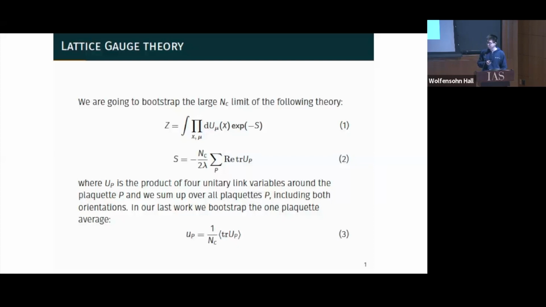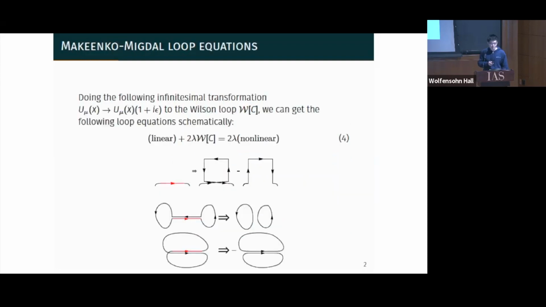I will just show the simplest case to set up what the bootstrap condition is in this situation. The first step is the so-called Makeenko-Migdal loop equation. That is basically the Schwinger-Dyson equation for this lattice Yang-Mills theory with Wilson action. You do an infinitesimal shift on some link, and you get some exact relation between the expectation values of Wilson loops.